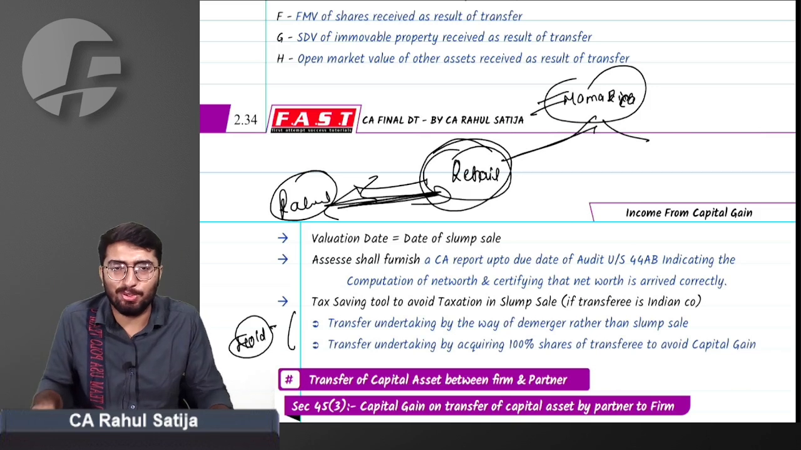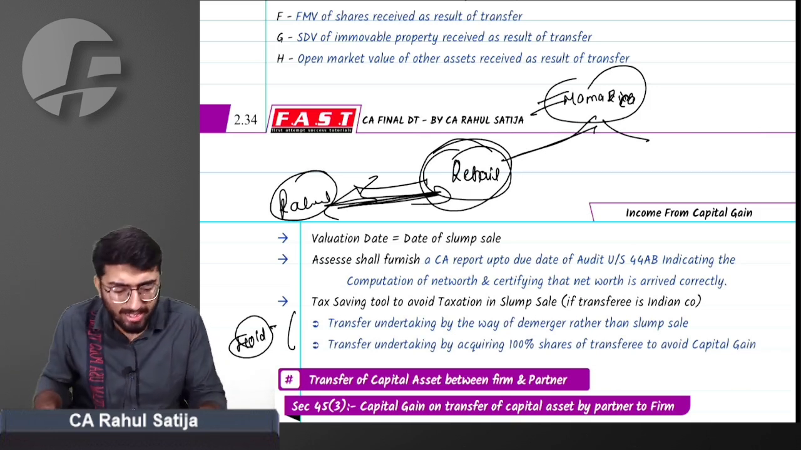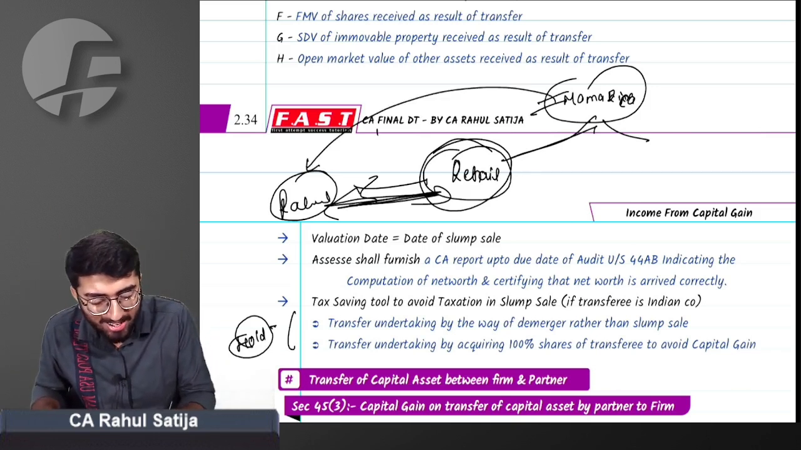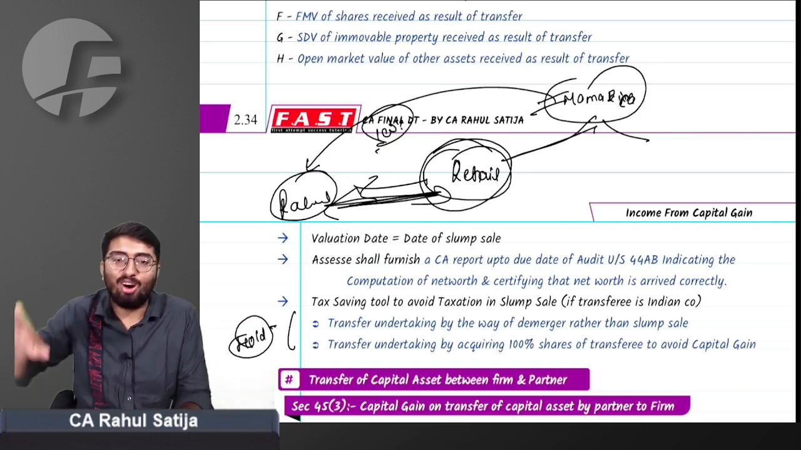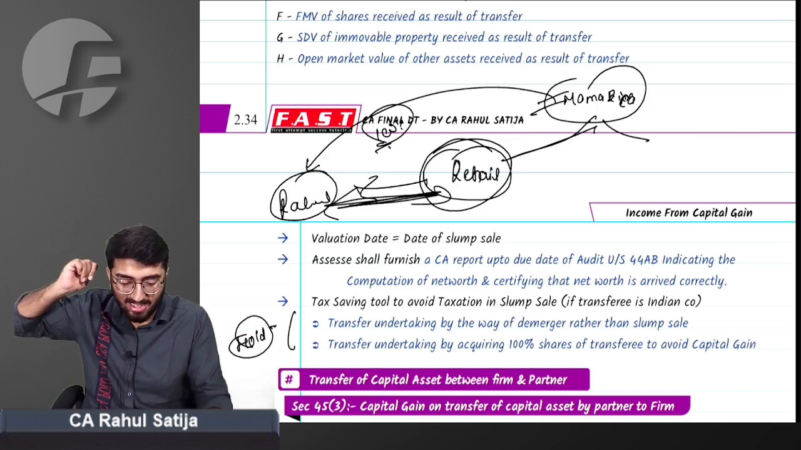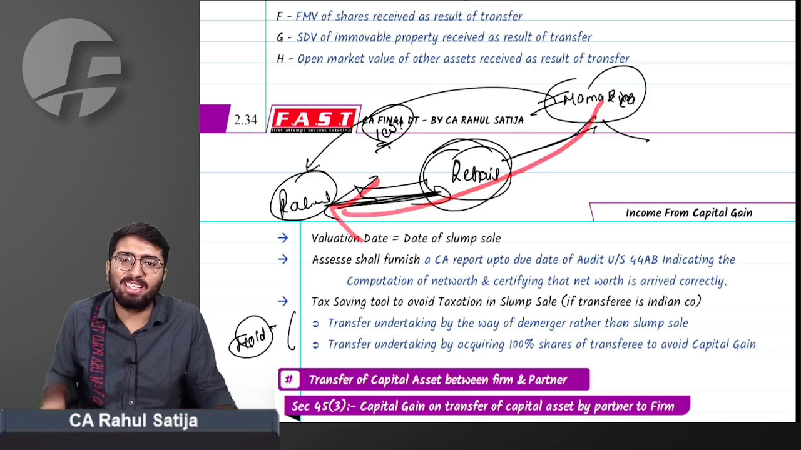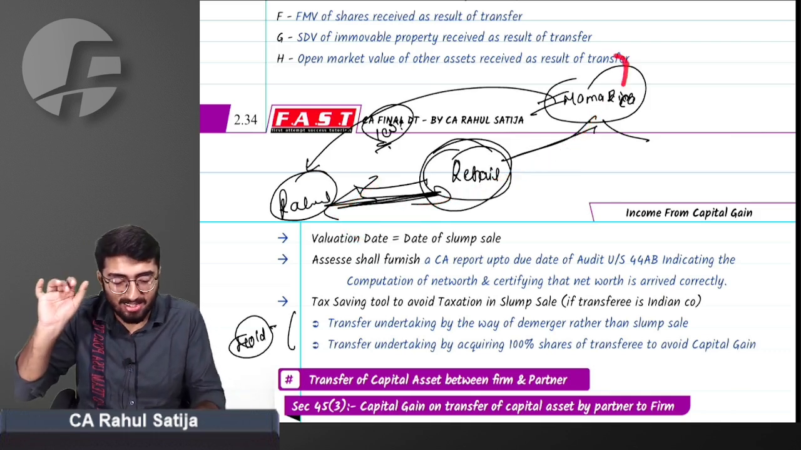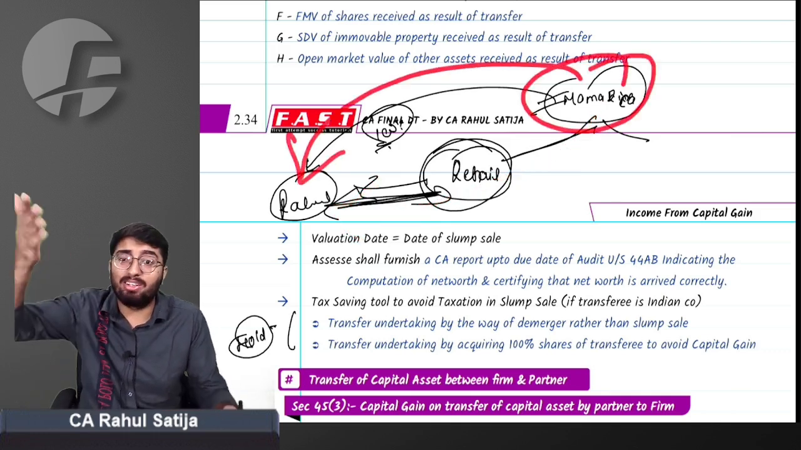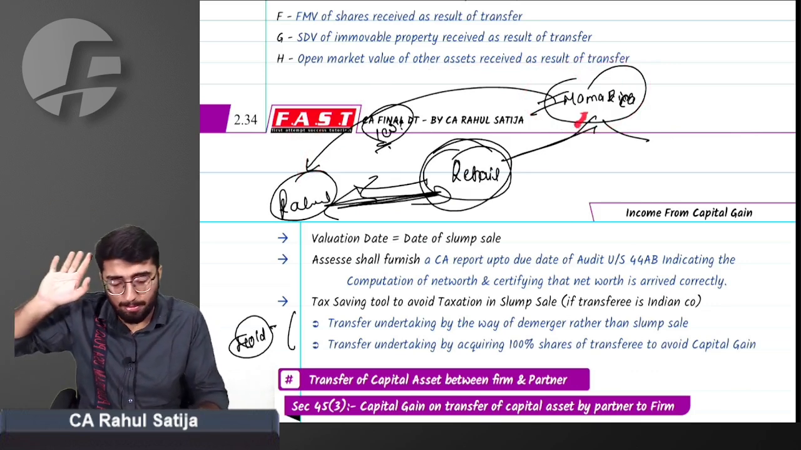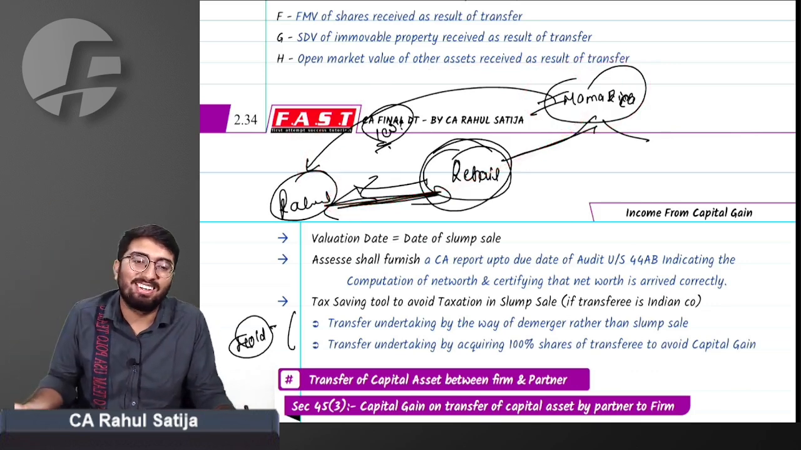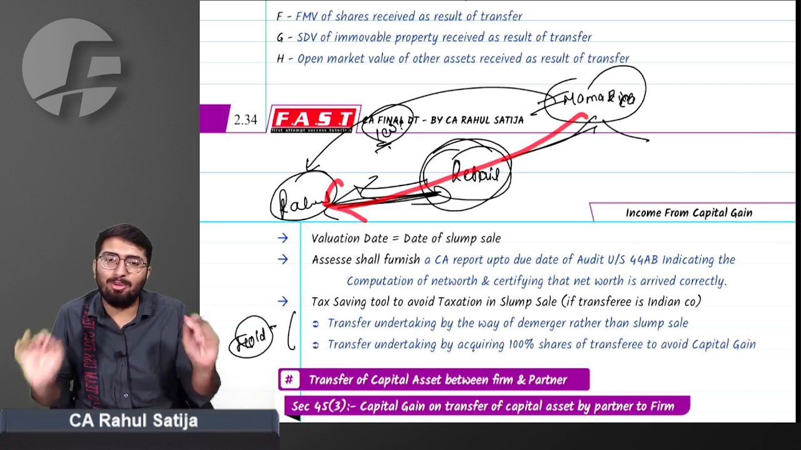Or what else can it do? Mamarika can acquire 100% shareholding of Rahul Private Limited and transfer such assets to Rahul Private Limited. Can it also do so? Yes, because once a subsidiary is created, that too a 100% subsidiary, any transfer of capital asset to such subsidiary will be exempt. So any such transfer will be an exempt transfer.